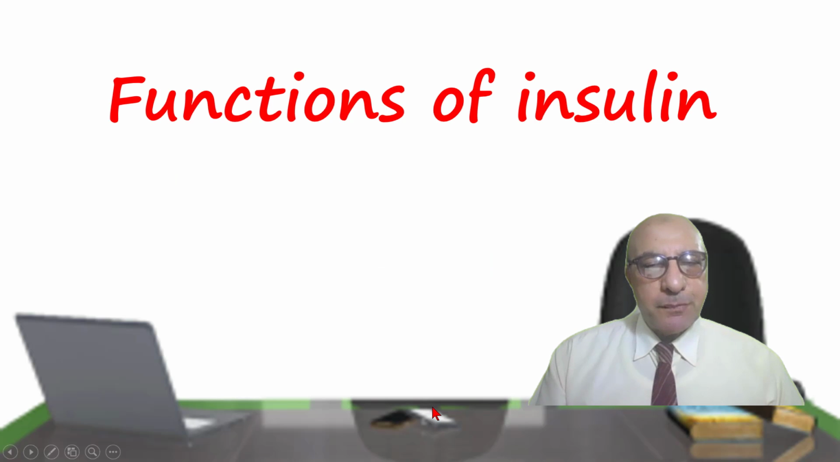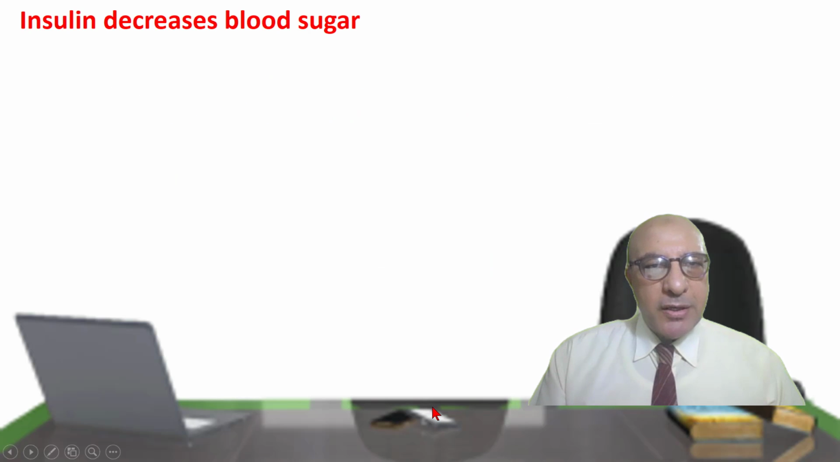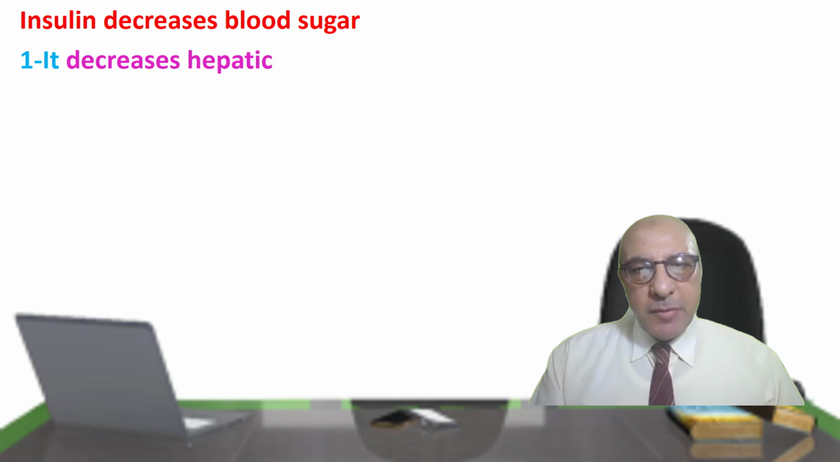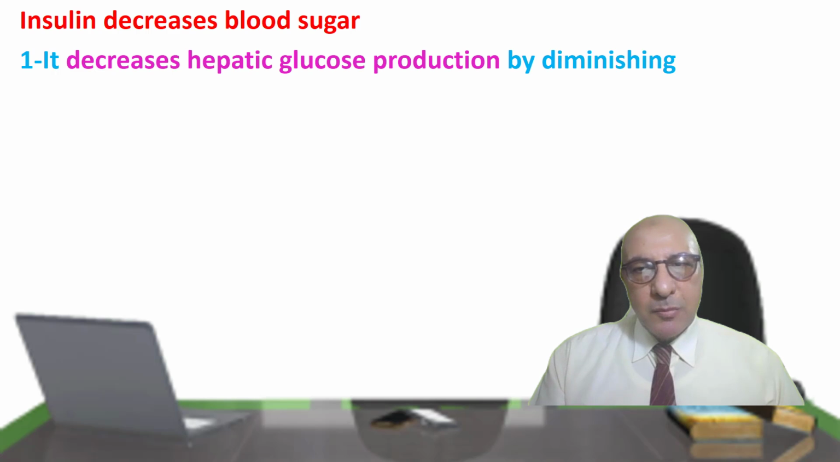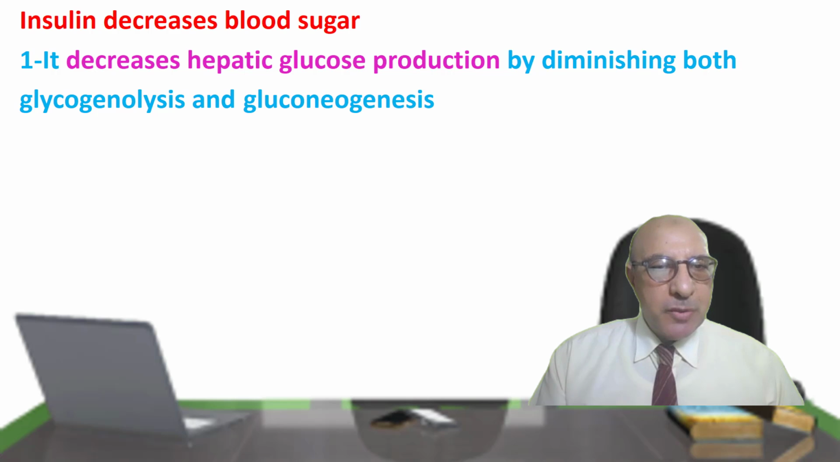First, insulin. The function of insulin is mainly to decrease the blood sugar through different mechanisms. It decreases hepatic glucose production by diminishing both glycogenolysis, which means breakdown of the glycogen to glucose, and gluconeogenesis, which means the production of glucose from non-carbohydrate sources like amino acids, especially alanine, and from glycerol also.